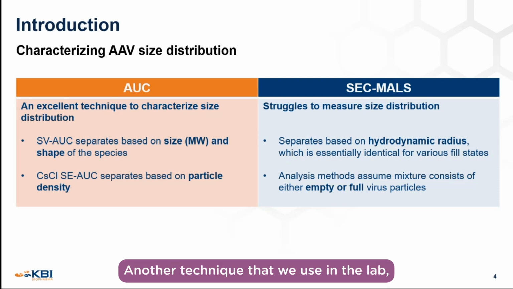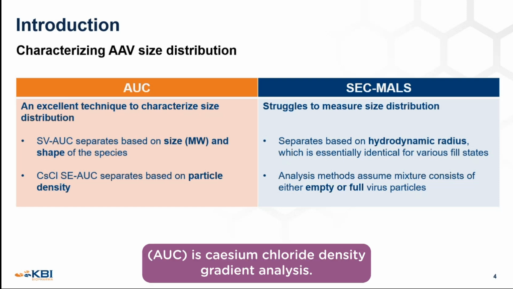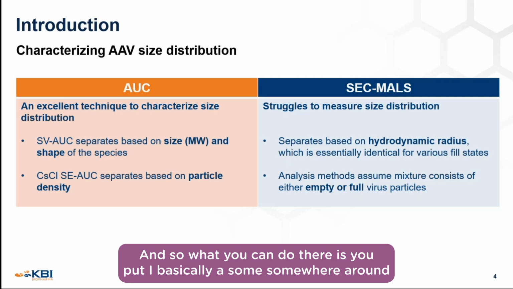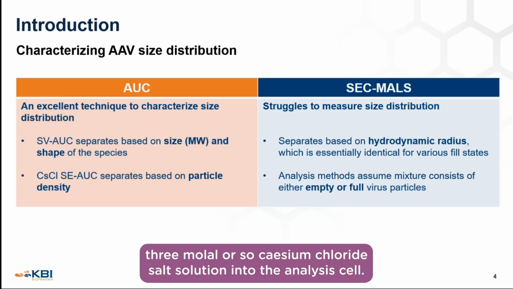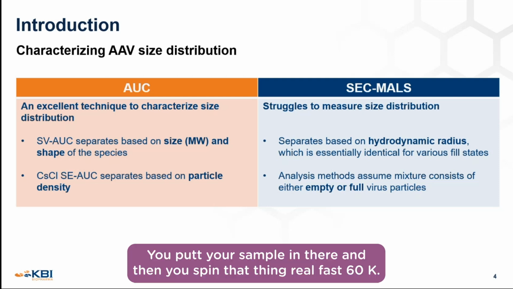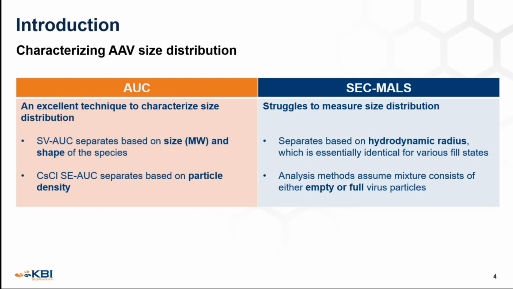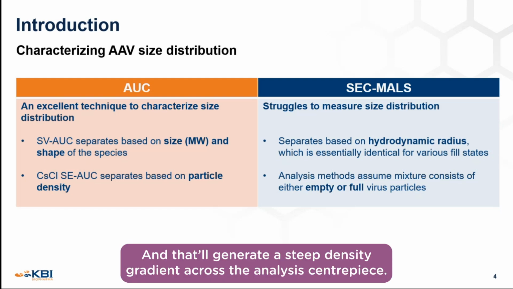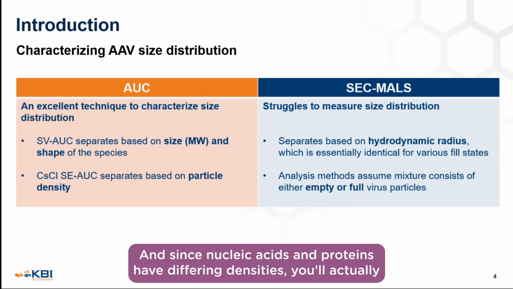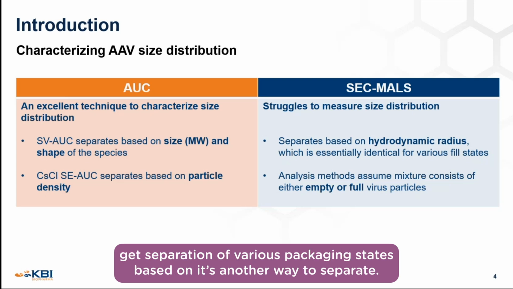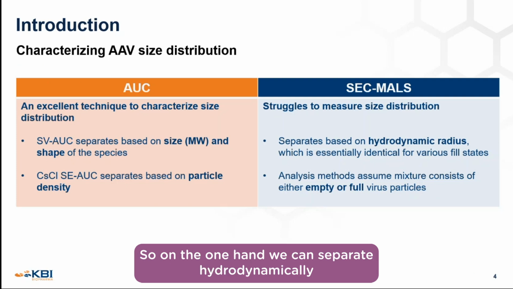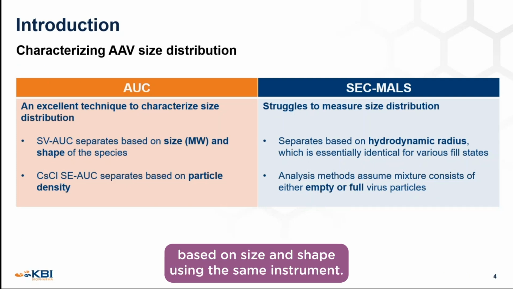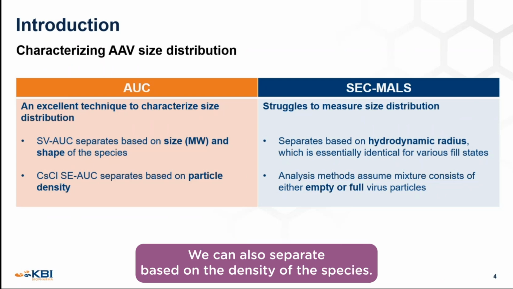Another technique that we use in the lab with the analytical ultracentrifuge is cesium chloride density gradient analysis. What you can do there is put somewhere around 3 molal cesium chloride salt solution into the analysis cell. You put your sample in there, and then you spin that thing real fast, 60K, and that'll generate a steep density gradient across the analysis centerpiece. Since nucleic acids and proteins have differing densities, you'll actually get separation of various packaging states based on their density. So it's another way to separate. On the one hand, we can separate hydrodynamically based on size and shape. Using the same instrument, we can also separate based on density of the species.